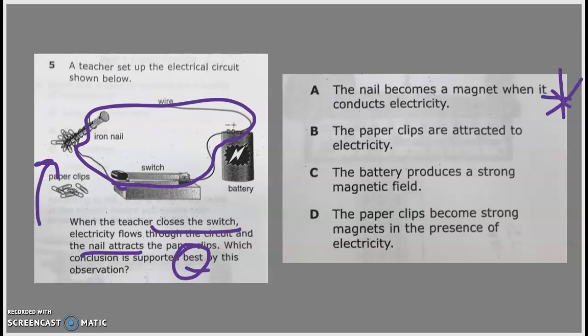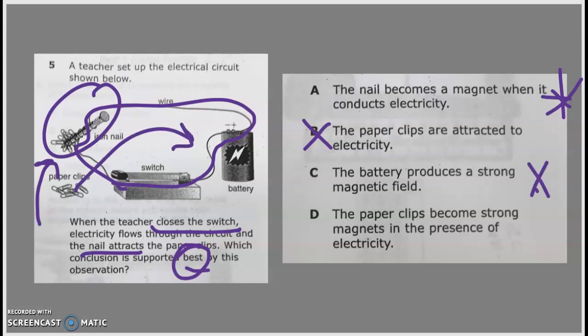The paper clips are attracted to electricity. Not necessarily, because they're not going to the battery, they're going to the nail. The battery produces a strong magnetic field. It's not indicating that because, again, it's going to the nail. It's not moving all the way over here to the battery. Can't support that. The paper clips become strong magnets in the presence of electricity. If the paper clips were the magnets, then we would see a different situation, where the nail would go towards the paper clips. That's not what we observe. Therefore, my best answer choice is A.